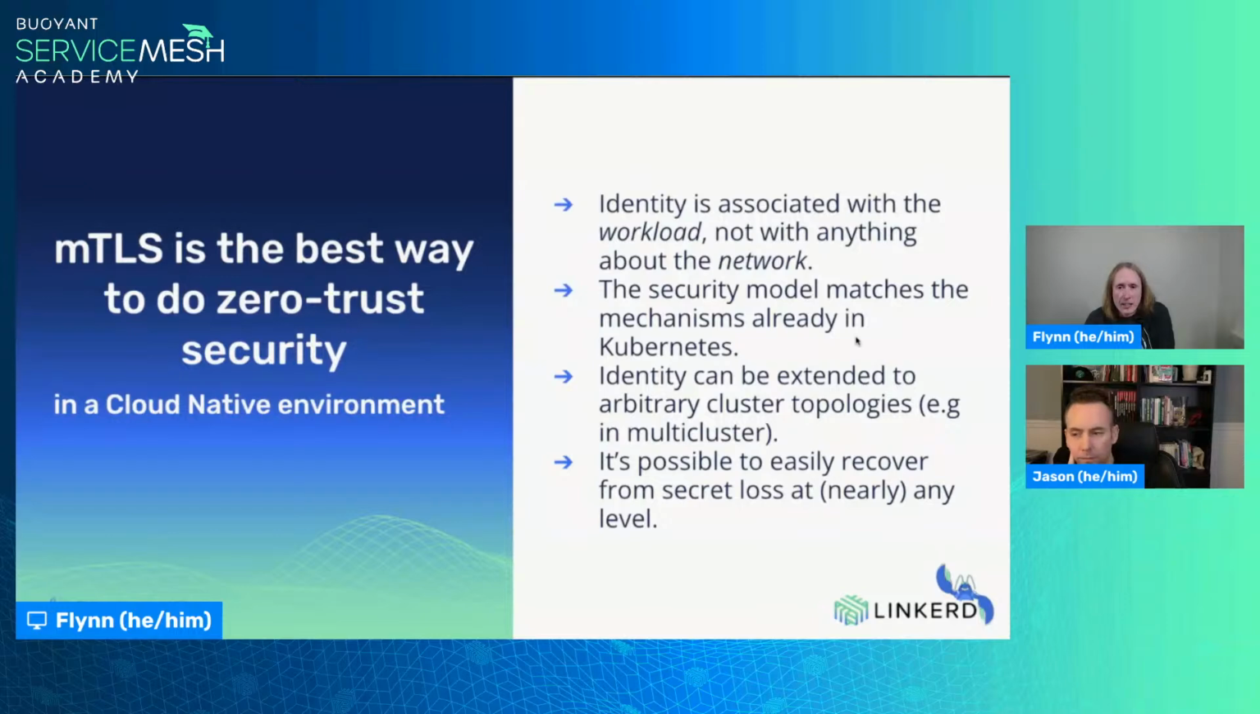Since identity is no longer tied to the network, that means it's no longer tied to a particular cluster topology. And that means we can do things like mTLS across clusters for multi-cluster, and it's really easy to do that. Another thing that's nice about this one is if you set it up correctly, then if you lose a secret, you always have a path to recovery. And most of the time, that path does not involve downtime if you catch it quickly enough. Here, lose could mean a certificate that expires, but it could also mean if you find out that one of your certificates was compromised, you can usually just go ahead and rotate that and nobody has to be the wiser.